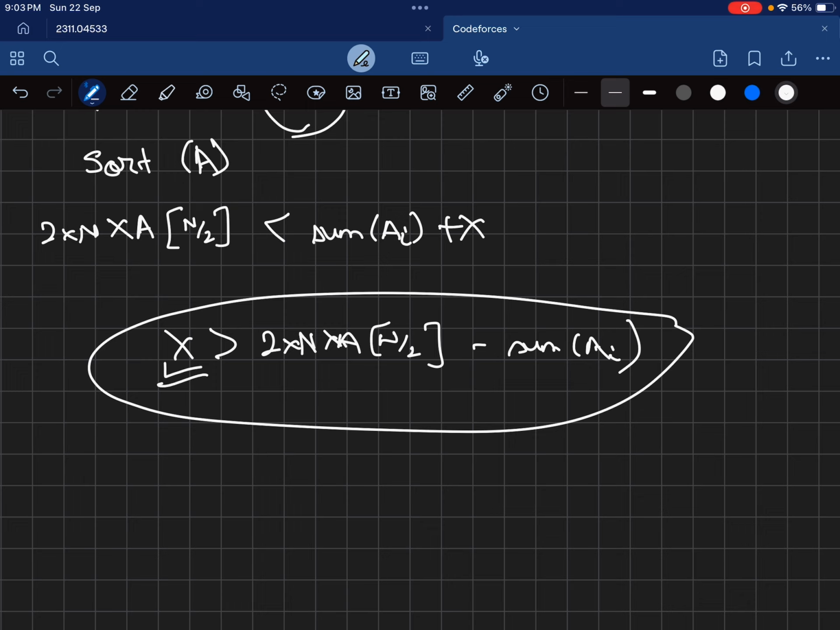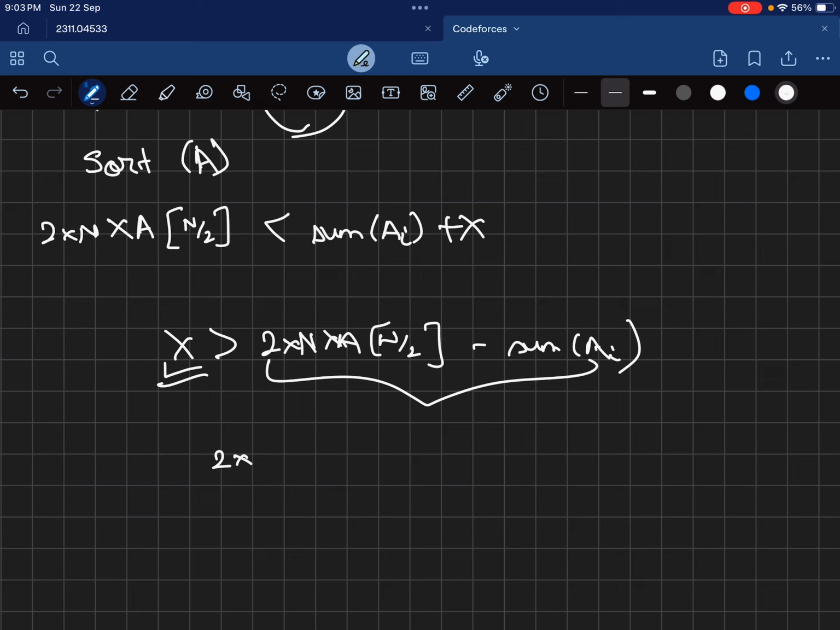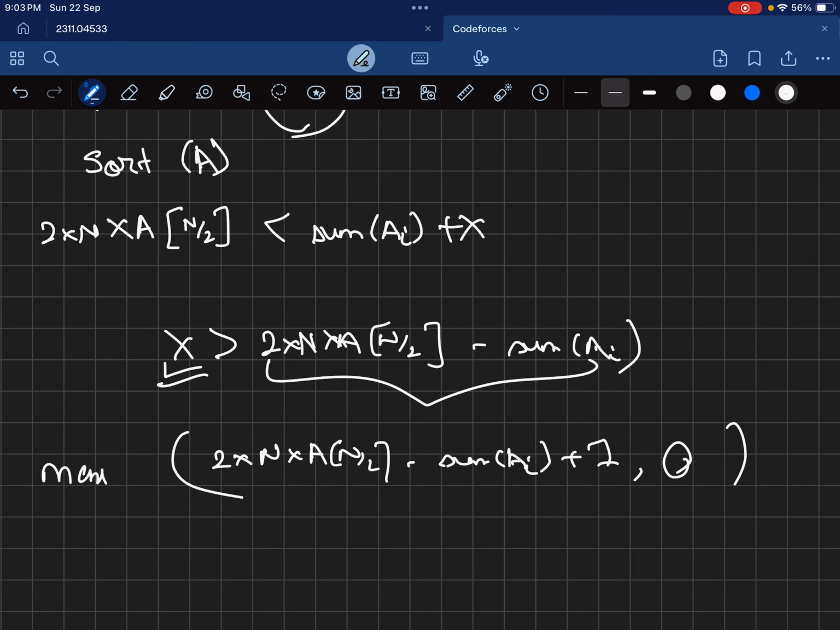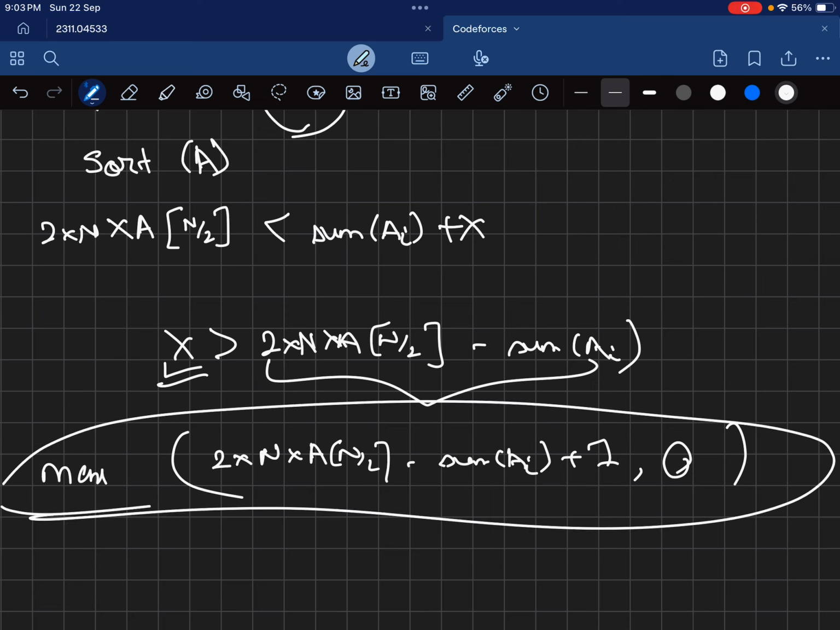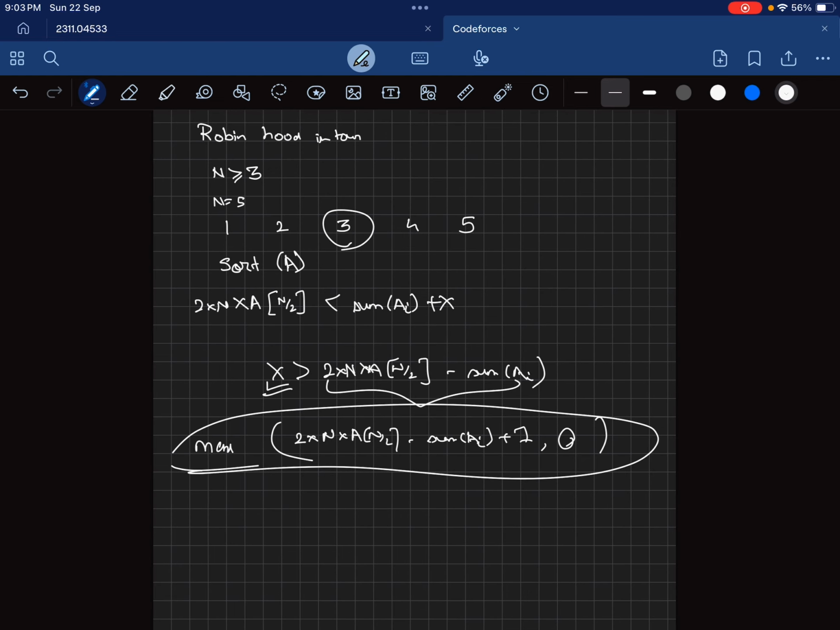So if this quantity turns out to be negative, then in that situation we can just print 0, which means that people are already sad about everything. But if not, then our answer will essentially become 2 into n into a of n by 2 minus sum of ai, plus 1, and the max of this quantity with 0. So yeah, that's the third question.